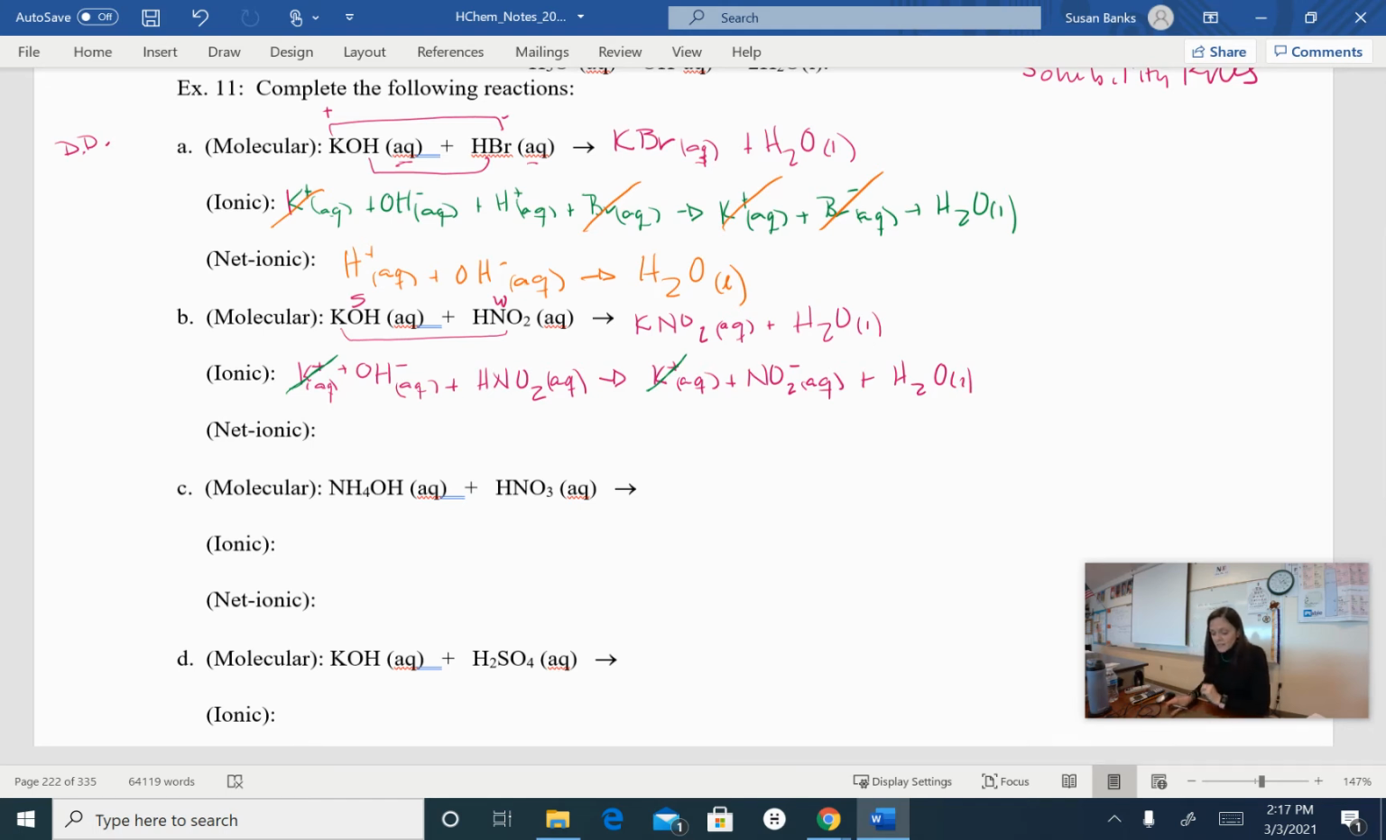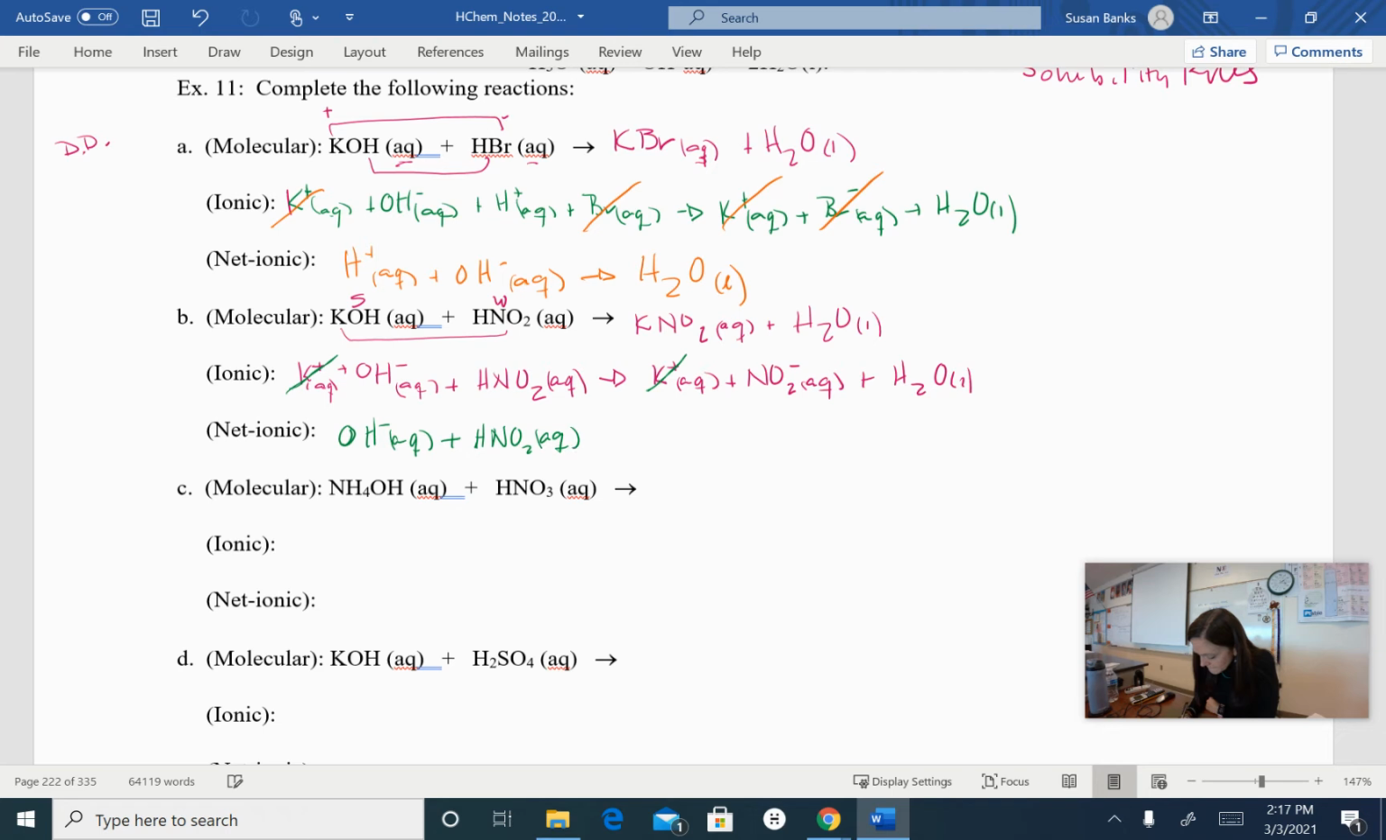So our net ionic reaction here, we're going to have our hydroxide ion getting together with the nitrous acid and making nitrite ion plus water.